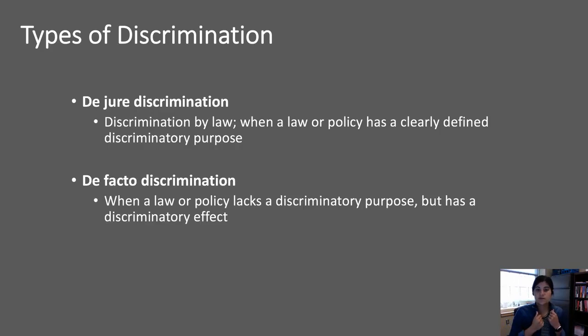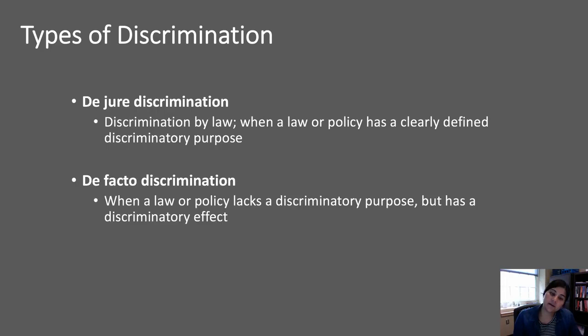An example of this would be, prior to Title IX passing in the 70s, it was pretty common for major universities to have policies against accepting or admitting women to their universities. These policies were obviously clearly discriminatory, right? They were saying we won't accept women because of their gender. So that was an example of de jure discrimination, very purposeful, very obvious discrimination.